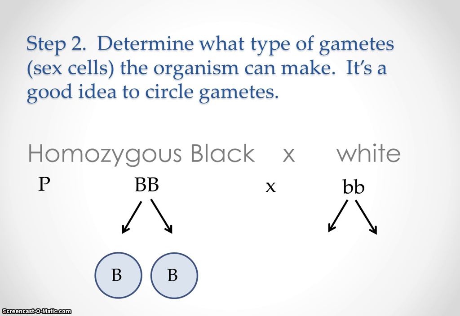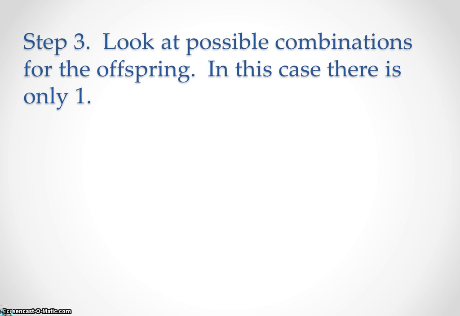With the white hamster, same thing. The two little b's, the two alleles, are on homologous chromosomes. We will separate them into separate sex cells. Step 3. Look at the possible combinations for the offspring. In this case, there's only one.